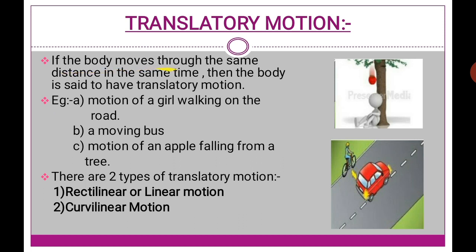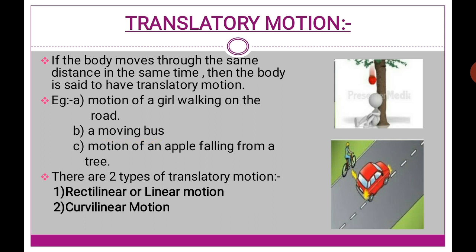If the body moves through the same distance in same time, then the body is said to have translatory motion. That means if any body is covering same distance in same time, then that body is said to be in translatory motion. In this figure you can see an apple is falling from a tree. So the motion of an apple falling from a tree is translatory motion, as it is moving in same distance and same time. More examples are motion of a girl walking on a road. It is also an example of translatory motion.